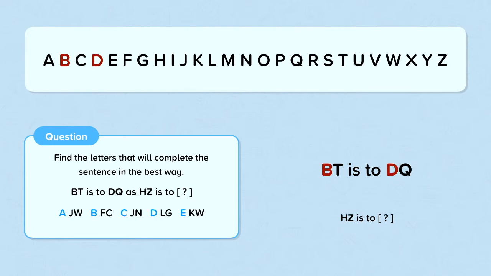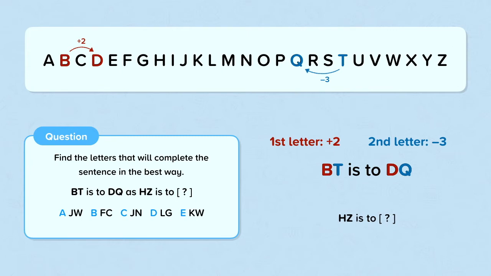To get from B to D, you need to move 2 letters forward. So we need to make a note of this. We can say +2. Now let's have a look at the second letters. We go from T to Q. Again, let's look at this in the alphabet. To get from T to Q, you need to move backwards 3 letters. And again, we'll make a note of this as -3.